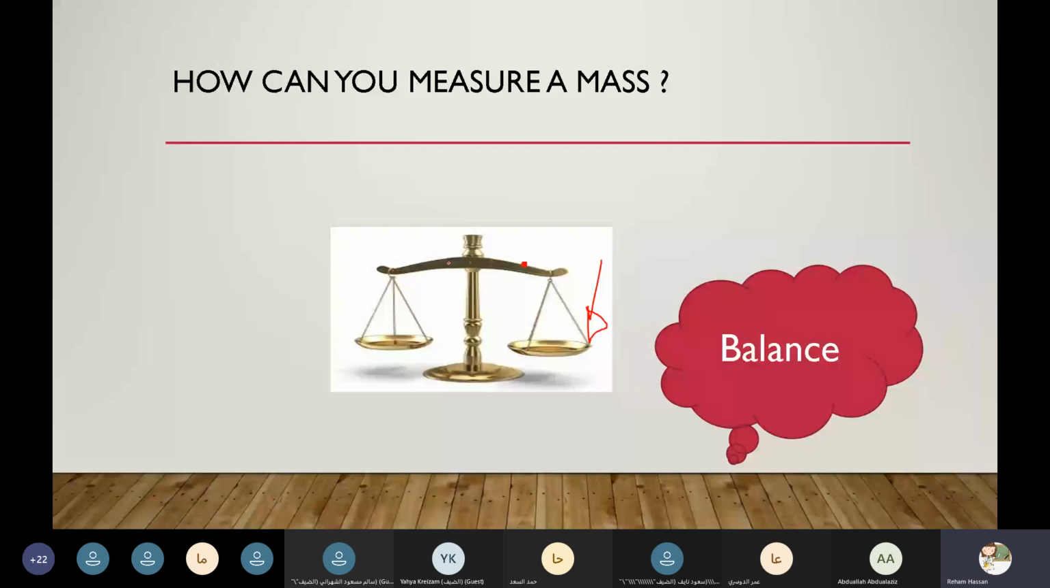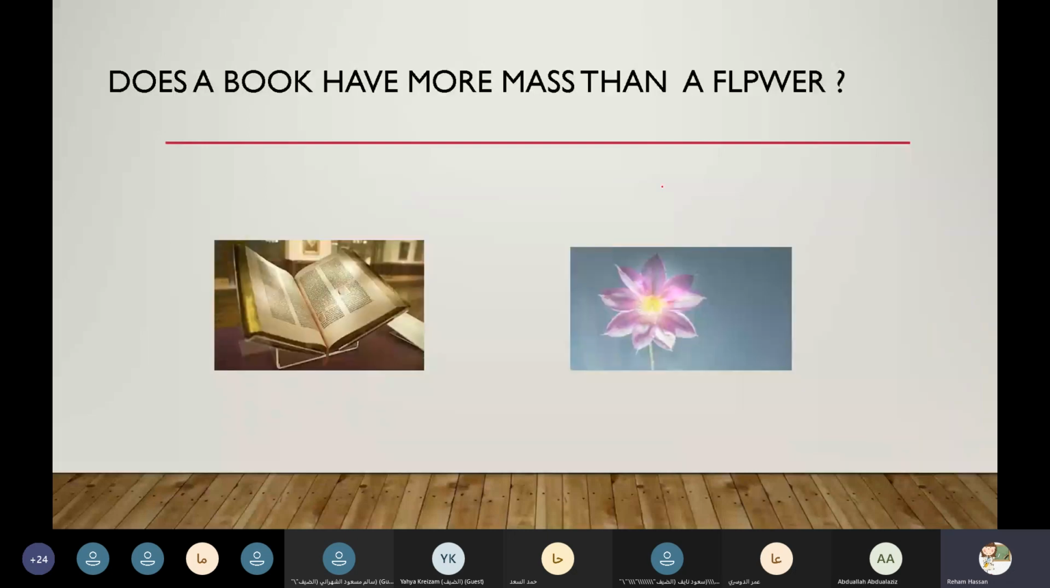We have a balance. If we put the 1 kilogram of apples and the 5 kilogram of apples, which will sink down, which has the heavy mass, 5 kilogram or 1 kilogram? 5. Excellent, Omar, super. 5 has the heavy mass. So what do we know about the mass?